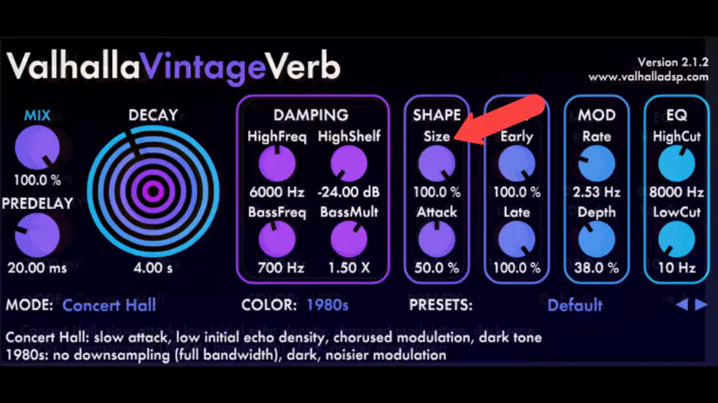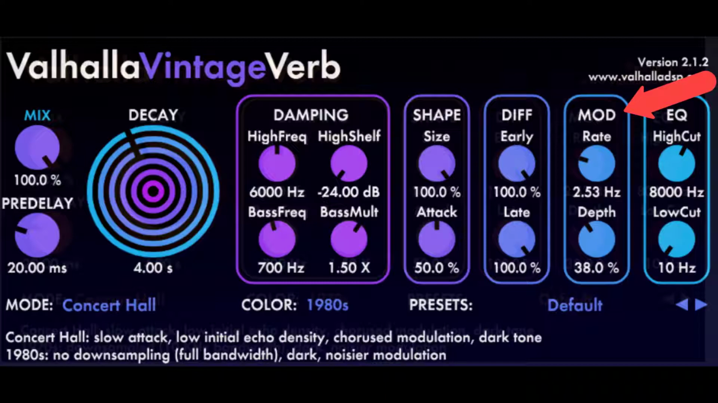Size. On Vintage Verb this is found under shape. Size represents the physical size of the acoustical space. Attack. This is how long it takes for the beginning of the reverb to evolve.